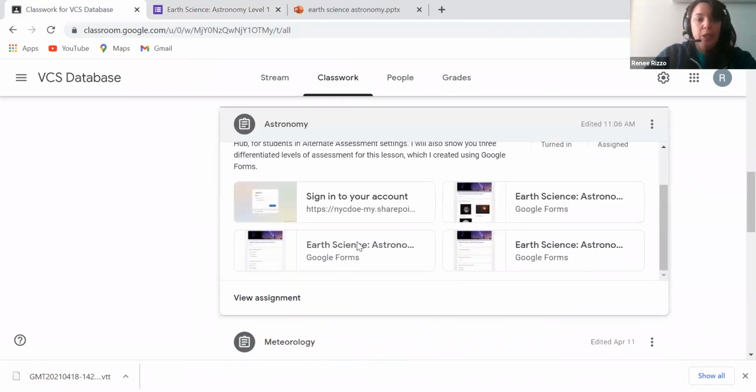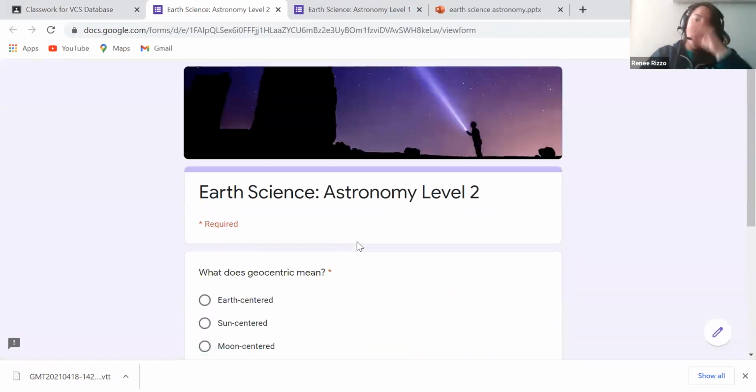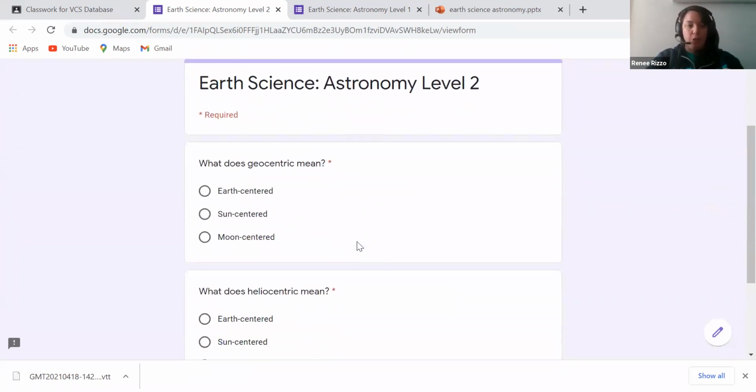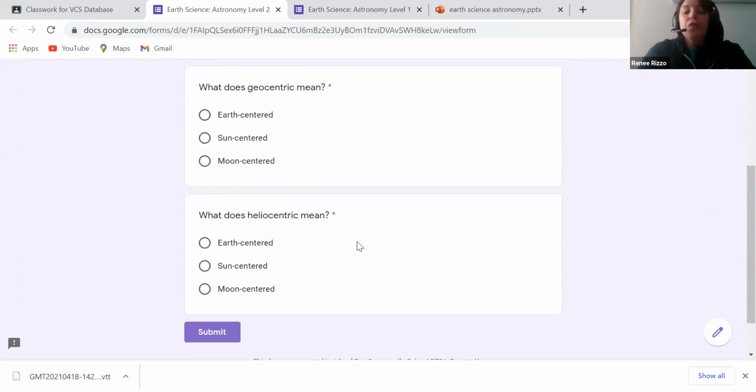Level 2, which would be for our students who need moderate levels of support. You can see I took away the picture supports, but left the multiple choice options. For what does geocentric mean? Earth-centered, sun-centered, or moon-centered? And what does heliocentric mean? Earth-centered, sun-centered, or moon-centered?